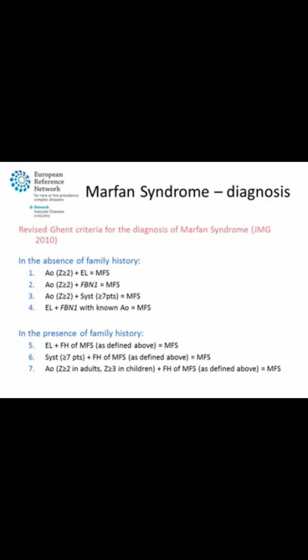In the presence of a family history, rules are slightly different and slightly milder, where ectopia lentis and a family history of Marfan syndrome, or a systemic score above 7 points and a family history of Marfan syndrome, or aortic root dilatation and a family history of Marfan syndrome, are enough to establish the diagnosis.